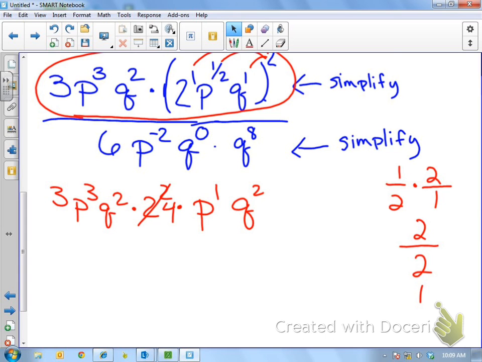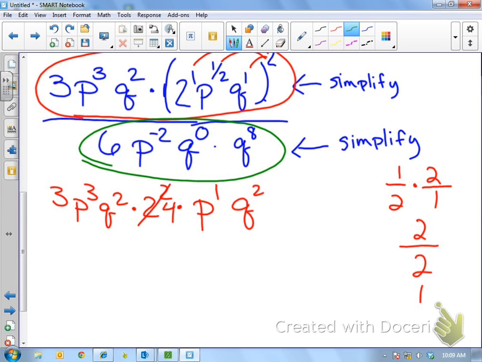So now let's look at the denominator. Six has nothing to combine with right now, so we leave it alone. What about p to the -2? What should I do with that to make it simplified? Put it on the top. We have to move it to the numerator. So now we have times p squared in the top. This had to move up.